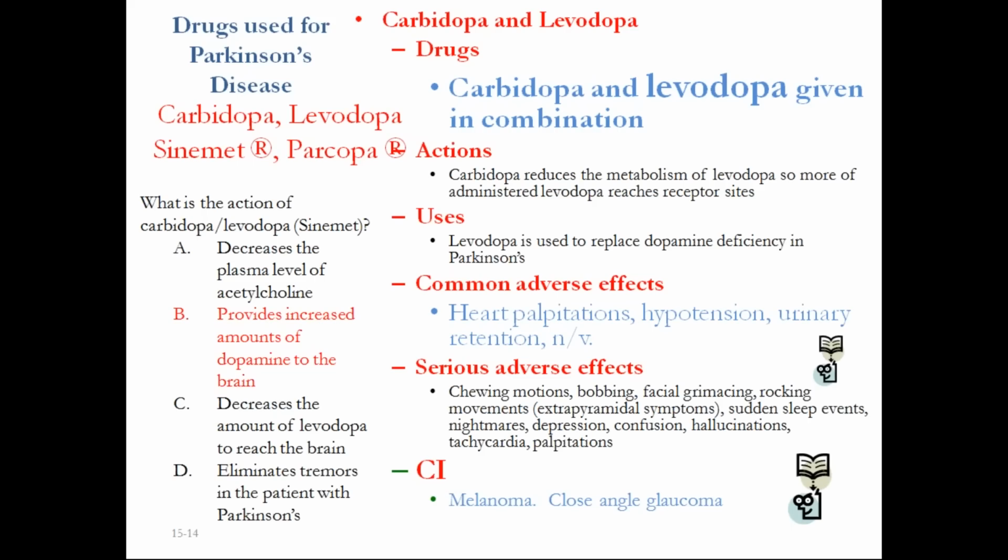Another high yield topic is the contraindications of carbidopa levodopa. We have melanomas, which is cancer of the skin, and closed angle glaucoma. The medication is not going to produce melanoma, but if a lesion looks like a melanoma, it is going to be more invasive. And in closed angle glaucoma, we don't use carbidopa levodopa.